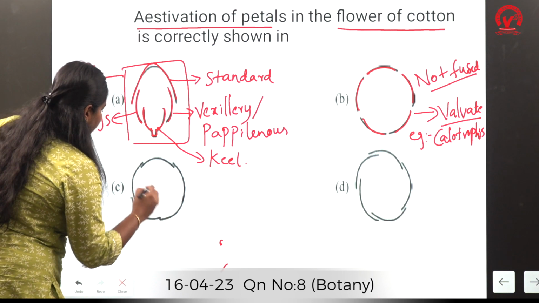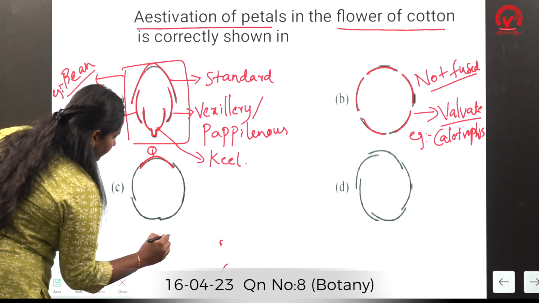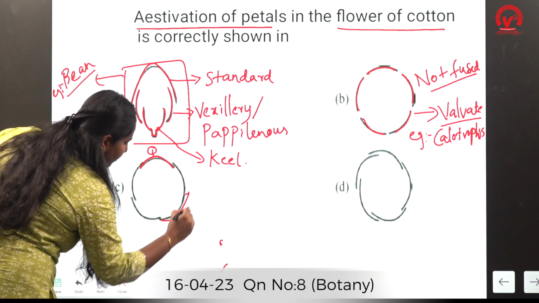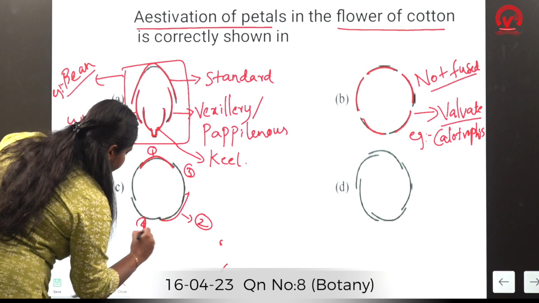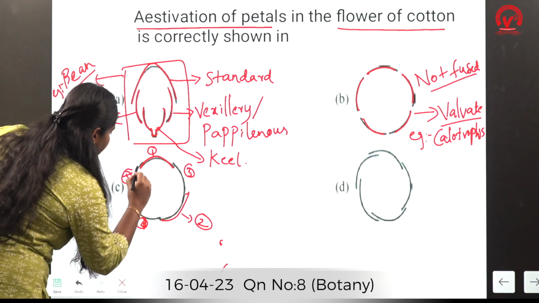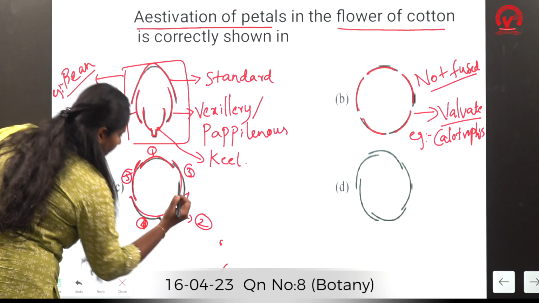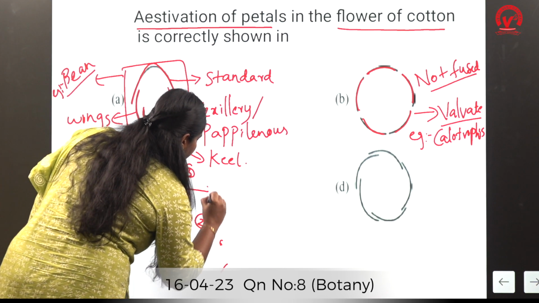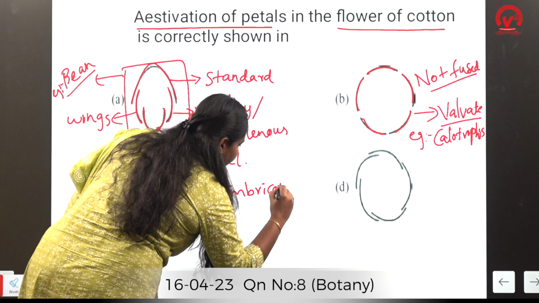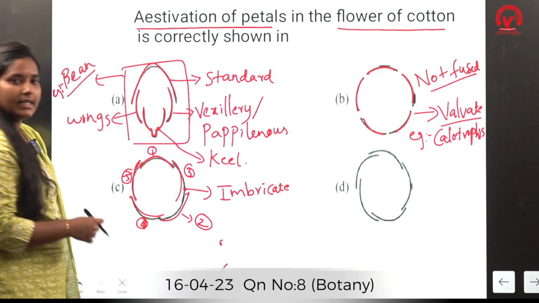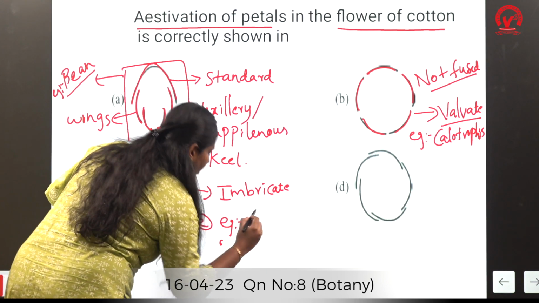And next, the third one. In this one, one petal is completely fused inside and another one is completely fused outside, and the remaining three petals, one is fused inside and another one is fused outside. And this type is called the imbricate aestivation. Majorly, this type of aestivation is found in plants like gulmohar.